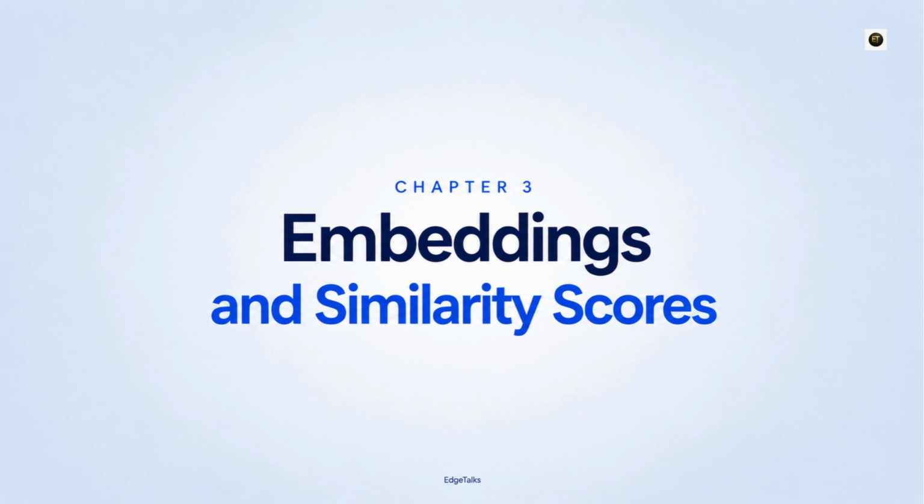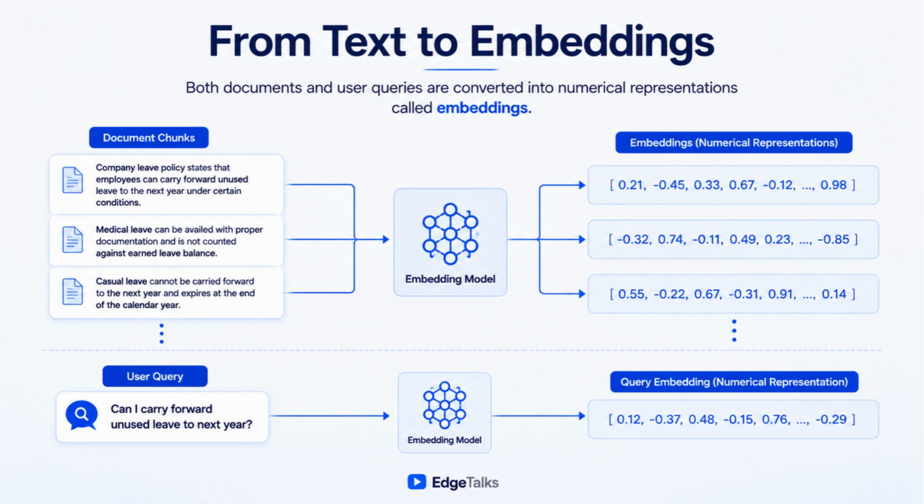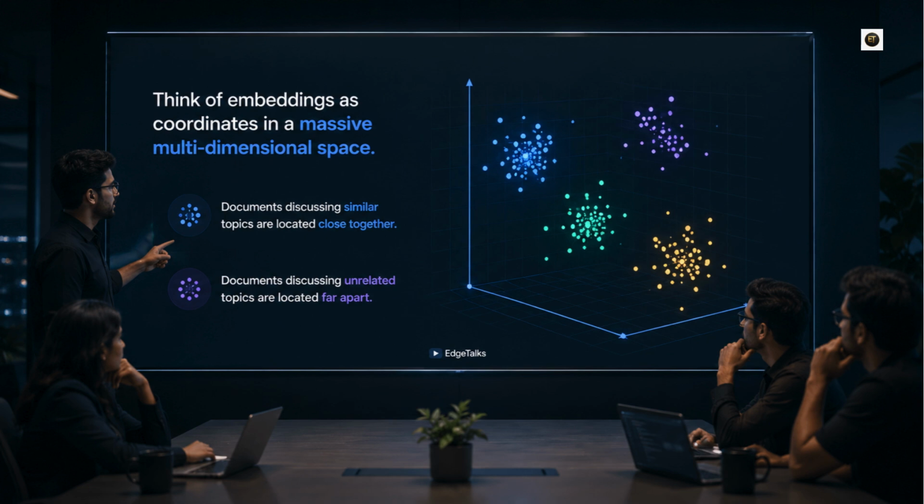To answer that question, we need to understand embeddings. Computers cannot directly understand language. They convert text into numerical representations called embeddings. Every document chunk is converted into an embedding. Every user query is also converted into an embedding. Think of embeddings as coordinates in a massive multidimensional space. Documents discussing similar topics are located close together, and documents discussing unrelated topics are located far apart.